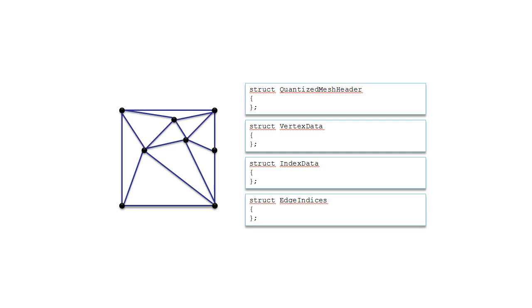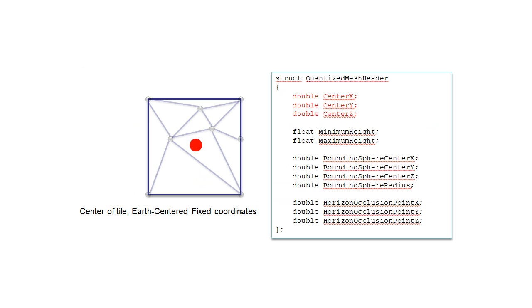This format leads with a quantized mesh header, followed by vertex data, which defines where the vertices are located in the mesh, index data, which defines how we draw the triangles for this mesh, followed by the edge indices, which is useful for determining where to draw the skirts on the tiles. In the quantized mesh header, we start by defining the center point of the tile, and this is useful for actually geolocating the individual vertex data in a tile.